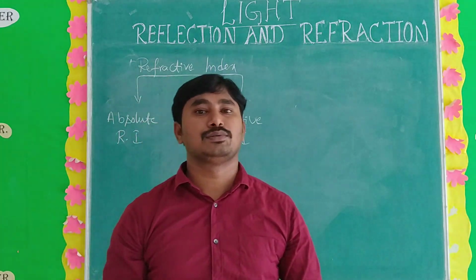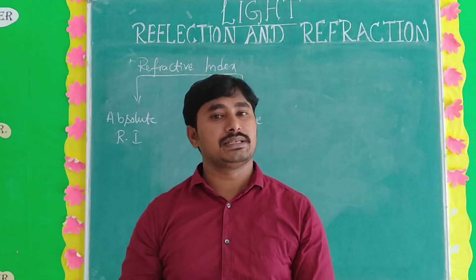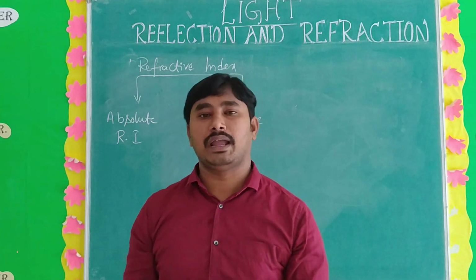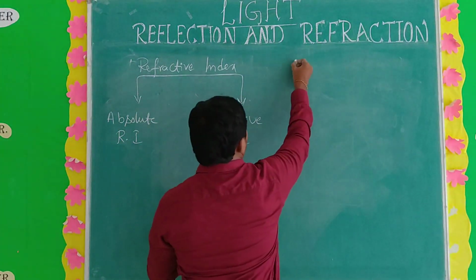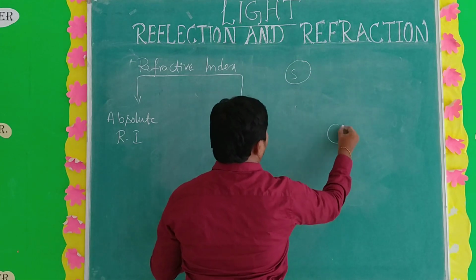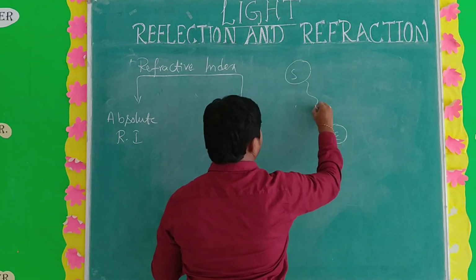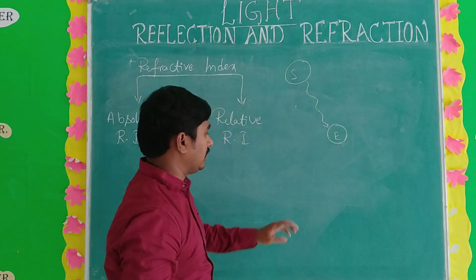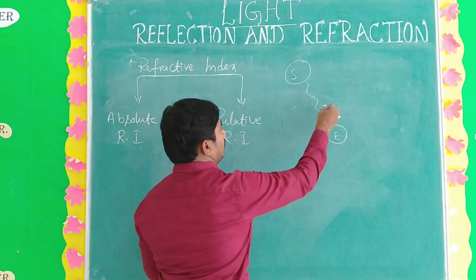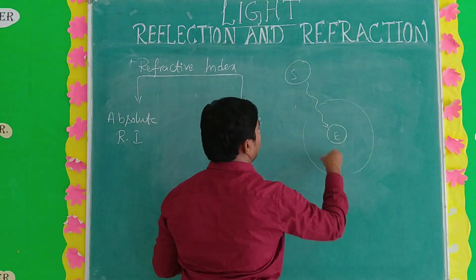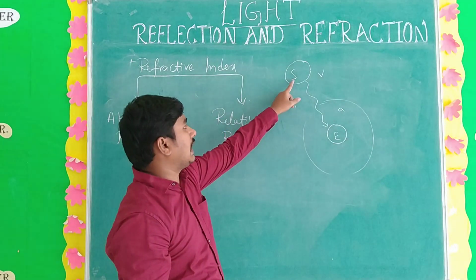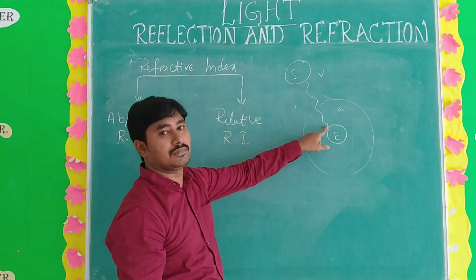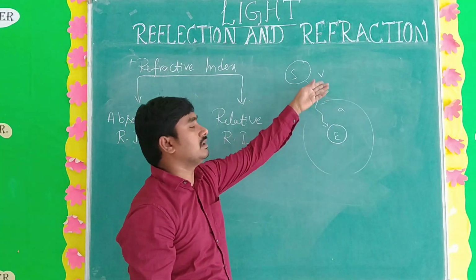What is meant by absolute refractive index? Absolute means exact. You have to find the speed of light in vacuum. As I just explained, take the sun and the earth. Light travels from the sun to the earth. Here is the atmosphere; here is vacuum, here is air. So the light travels from vacuum to air. We have to find the speed ratio.